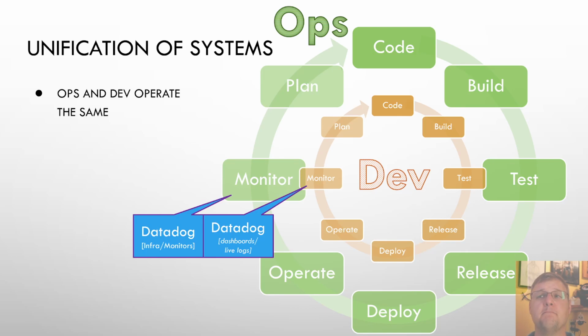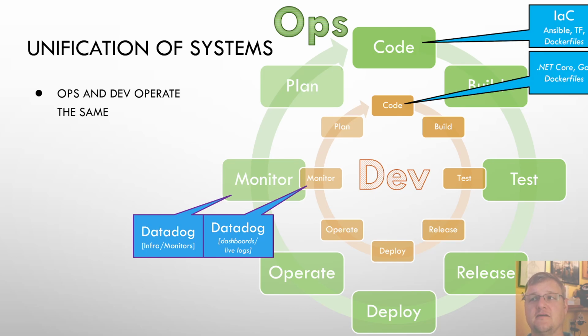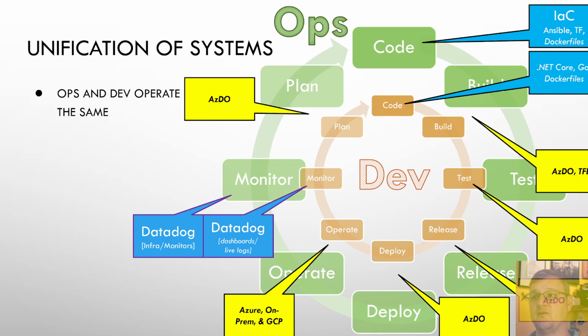So they might monitor with Datadog, right? And their code might be a little different. We might do .NET Core and Go and Docker files for the dev, and its infrastructure is coded with Ansible, Terraform, and Docker files for the operations side. But then we get a full suite.